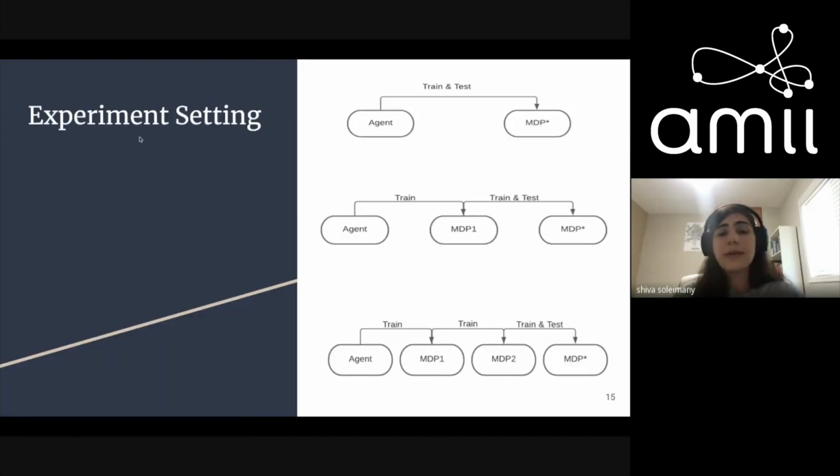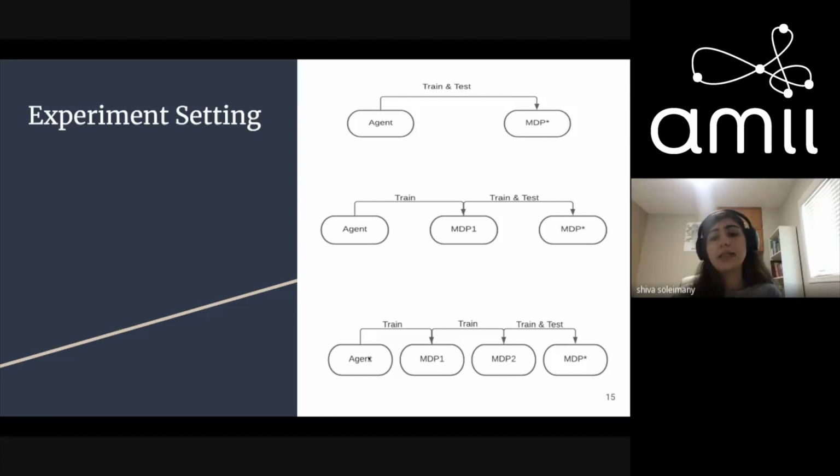So for our experiments, I think we have 3 phases. In the first phase, we train and test the agent directly on our MDP star. This would be one of our baselines. In phase 2, we train the agent on each one of the other 15 MDPs. We pre-train it, and then we train and test it on our MDP star.